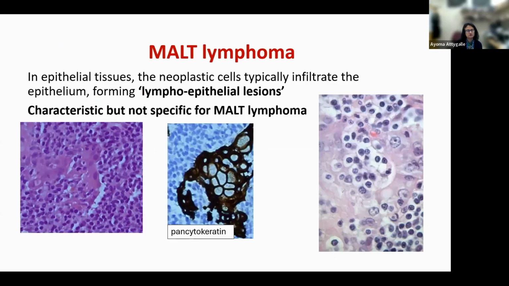So in MALT lymphoma in epithelial tissues, the neoplastic cells typically infiltrate the epithelium to form what are called lymphoepithelial lesions, recapitulating the normal MALT that you see in the small intestine in the Peyer's patches. So you can see this eosinophilia associated with these lymphoepithelial lesions, which are actually best appreciated by a pancytokeratin. And in this particular example, not in this case that I showed you, there are these monocytoid looking cells with an almost fried egg appearance.